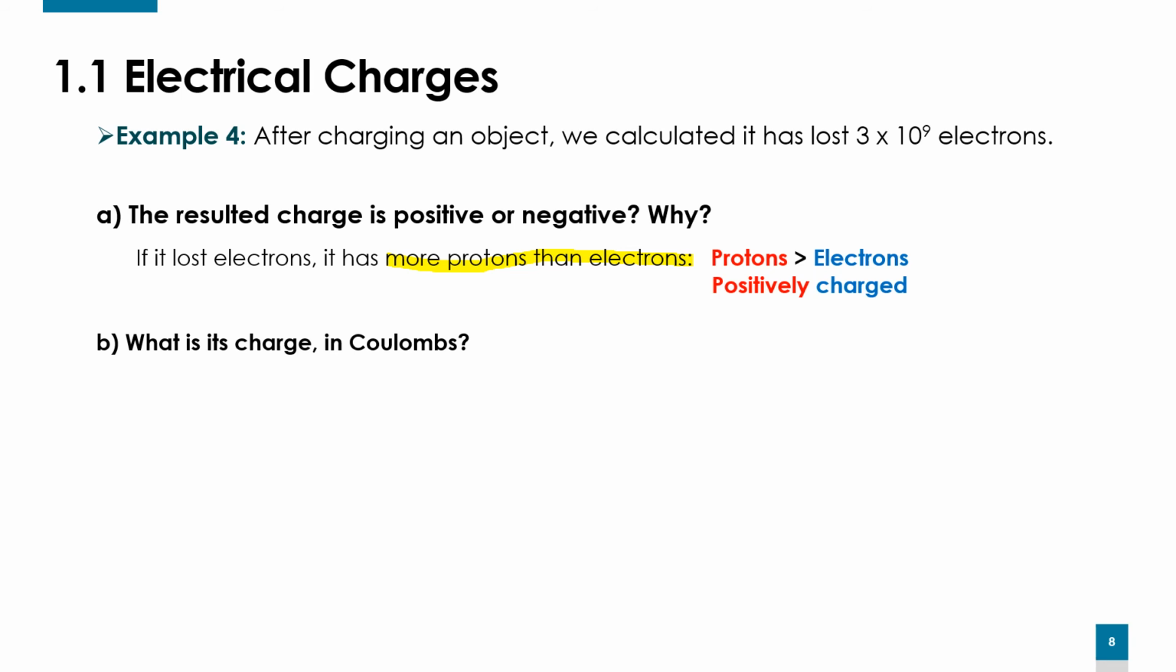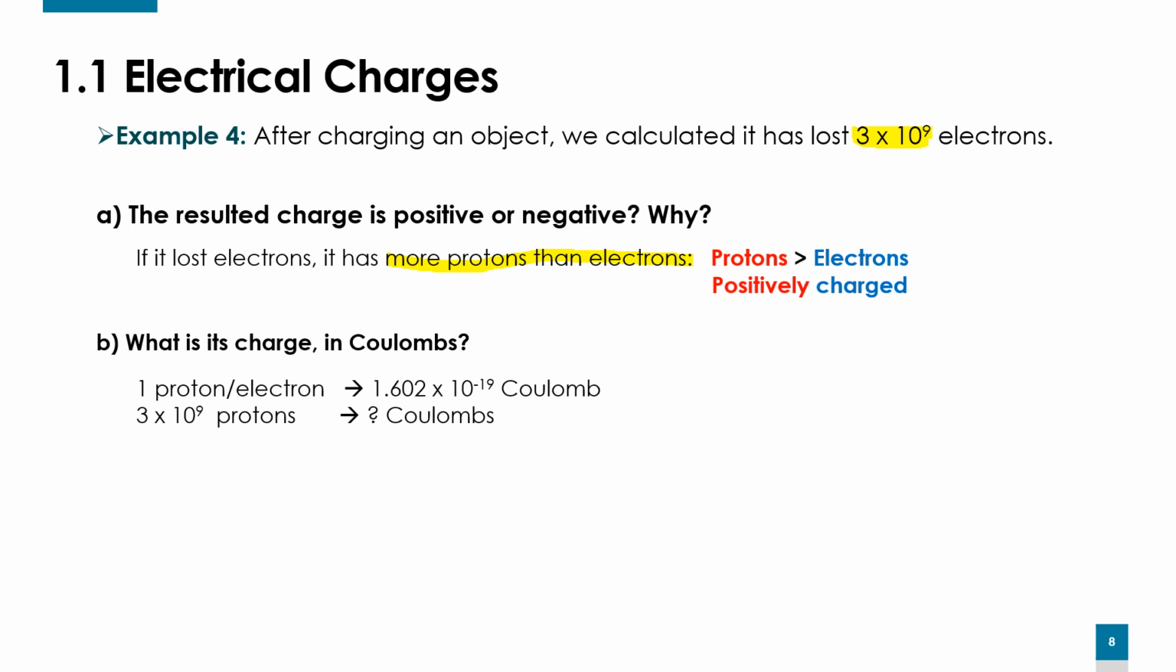What is its charge in coulombs? So I know that one proton or one electron has 1.602 times 10 to the power of minus 19 coulombs. So just one proton or one electron has that charge. But here, how many do I have? I lost 3.3 times 10 to the power of 9 electrons. It means I have 3 times 10 to the power of 9 protons extra. Okay, so I have 3 times 10 to the power of 9 protons extra since I lost electrons.